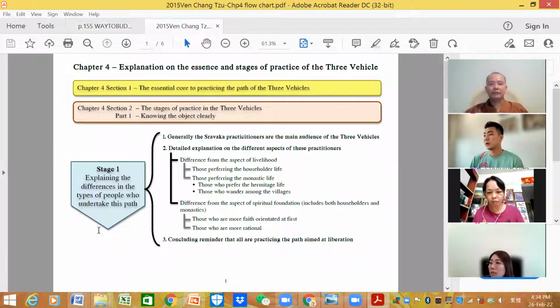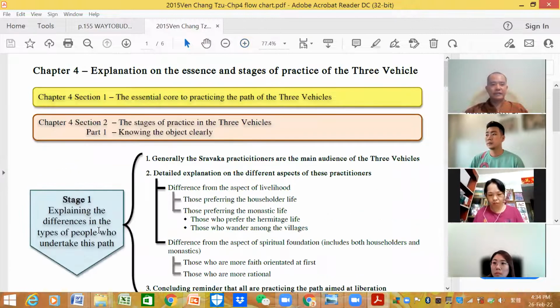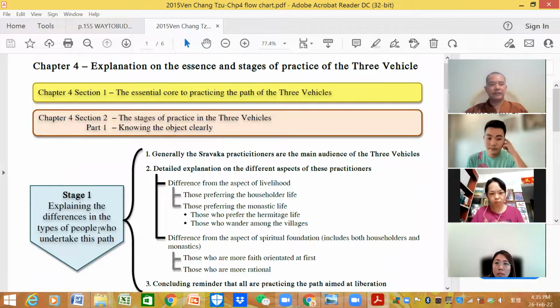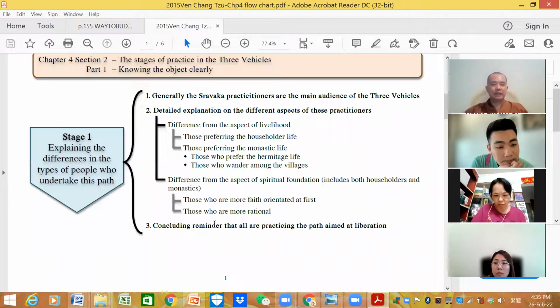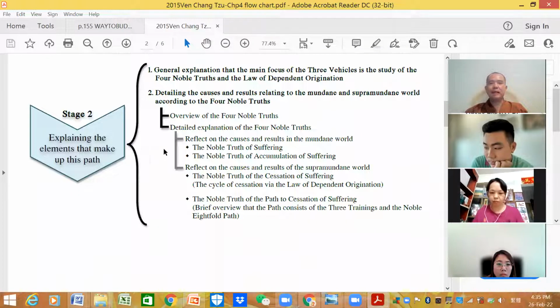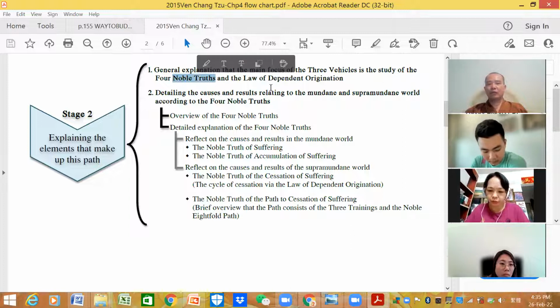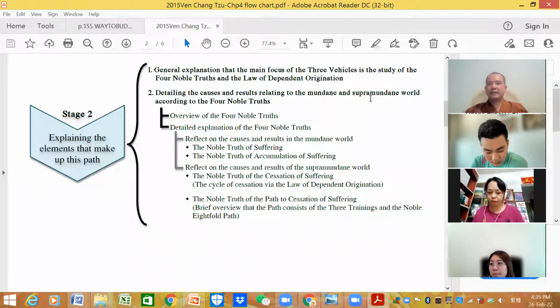Okay, in the Three Vehicles, stage one, explaining the difference in the types of people who undertake the path, we have finished already. Okay, in stage two, explaining the elements that make up the path, you see here, we will see the Four Noble Truths and the law of dependent origination. We have done already. Basically, this is the core teaching in this section.